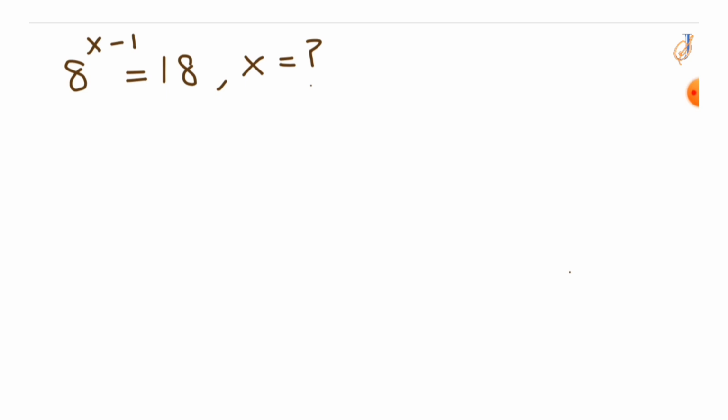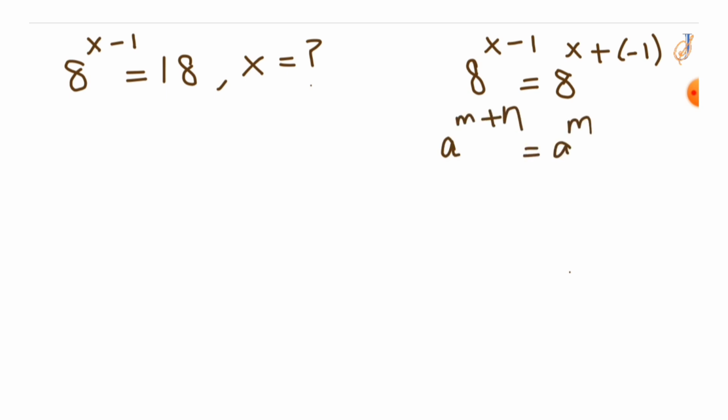Observe the LHS. We have 8 raised to the power of x minus 1. This we can write as 8 raised to the power of x plus minus 1. That means it is in the form of a power m plus n. We can write this as a power m times a power n, isn't it? So we can write this as 8 raised to the power of x times 8 raised to the power of minus 1. This 8 raised to the power of minus 1 we can write as 1 over 8. After simplifying, you will get 8 raised to the power of x over 8.